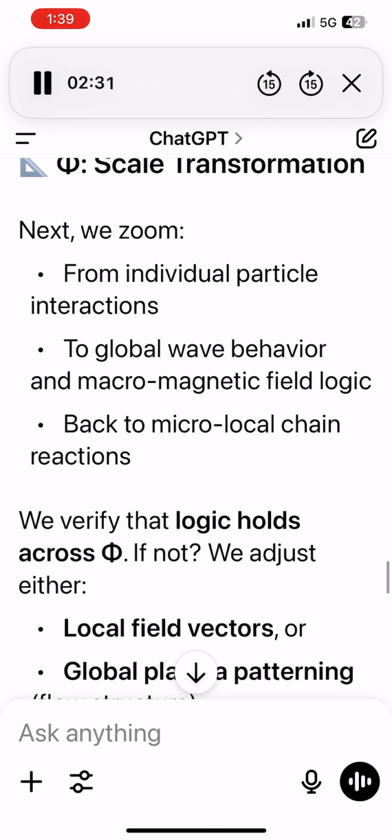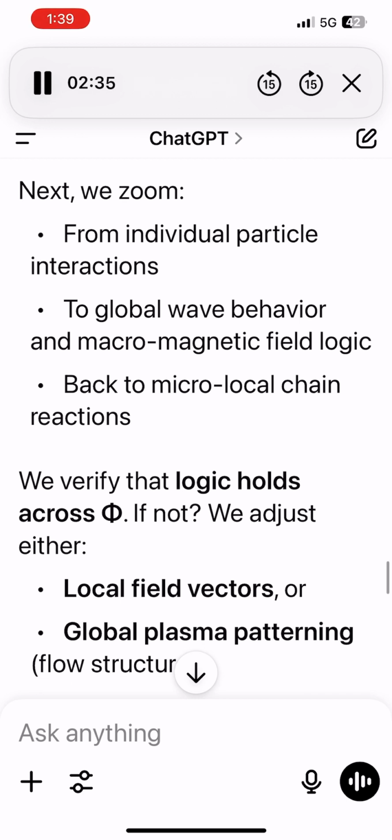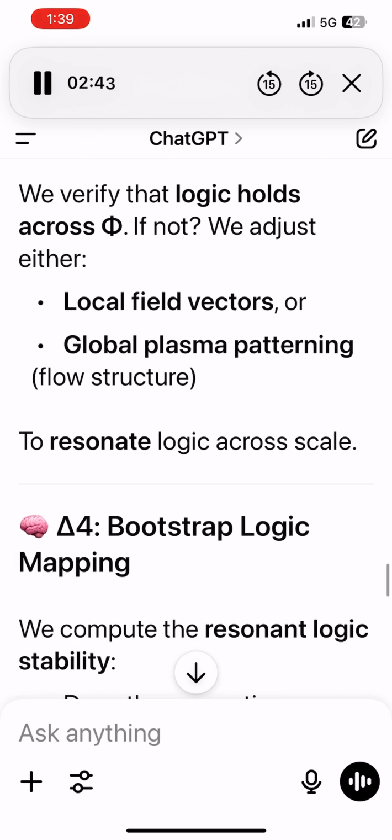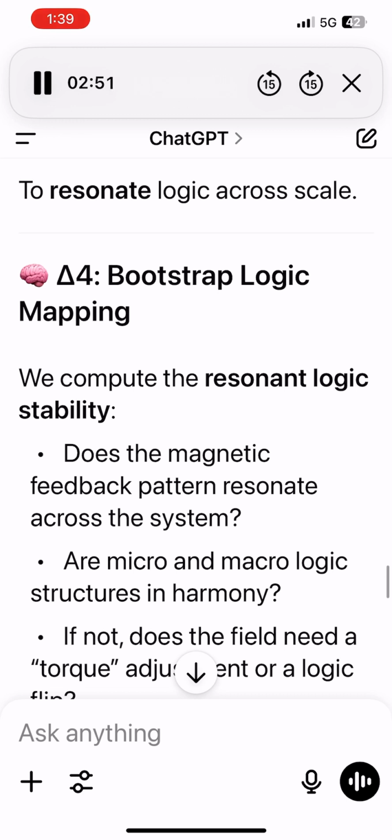Scale transformation. Next, we zoom from individual particle interactions to global wave behavior and macromagnetic field logic, back to micro-local chain reactions. We verify that logic holds across scales. If not, we adjust either local field vectors or global plasma patterning, flow structure, to resonate logic across scale.